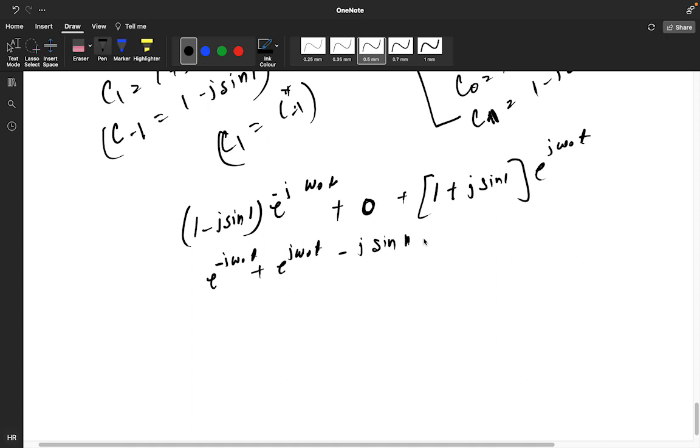And it is e power minus j omega naught t, and another is j sine 1 e power j omega naught t. Okay, so we know that if I multiply and divide by 2, the meaning of this is cos omega naught t, right? Cos omega naught t.